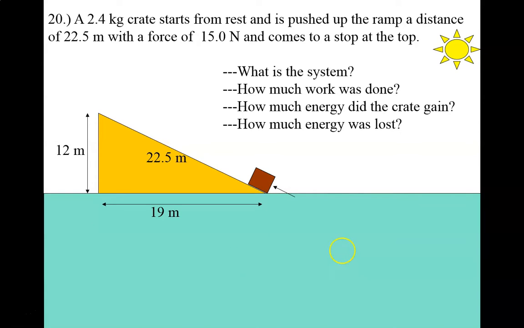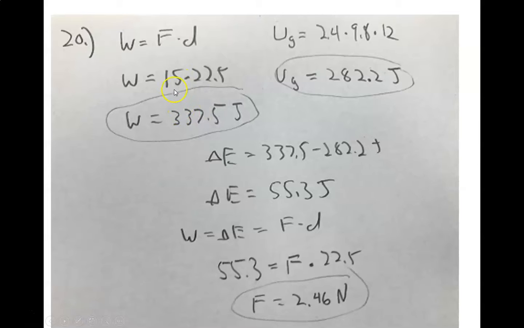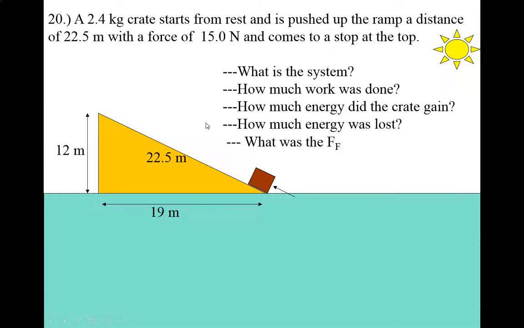What's the system? The system is going to be our crate and our ramp. We're going to ignore the sun again to make the math a little easier. How much work was done? Well, we exerted a force of 15 newtons times 22.5 meters. So that is the work. So we do 15 times 22.5, 337.5 joules. So if we don't lose any energy, then we should have 337.5 joules of energy stored in our crate when it's at the top of the ramp.